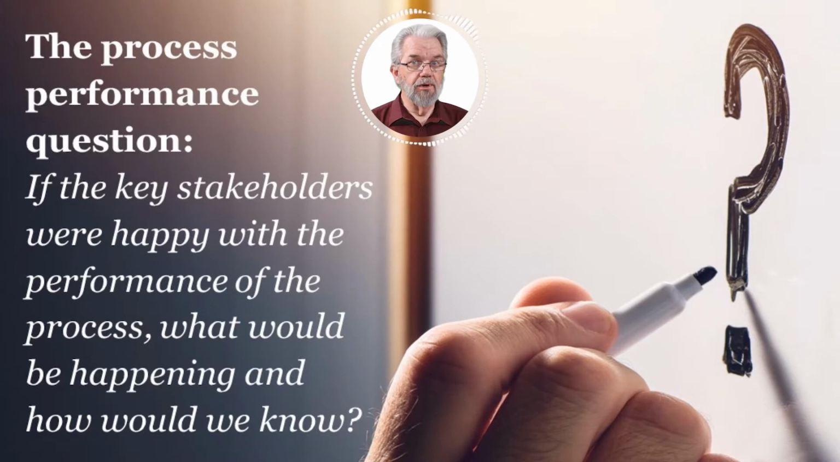If the key stakeholders were happy with the performance of the process, what would be happening and how would we know? It sounds like a simple question, and often the answer is pretty simple, but it can be quite complex too, because we'll have multiple stakeholders, multiple demands, etc. But this is always the question we're trying to answer, the process performance question. If the key stakeholders were happy with the performance of the process, how would we know, and what would be happening? We need to be as specific about that as possible.